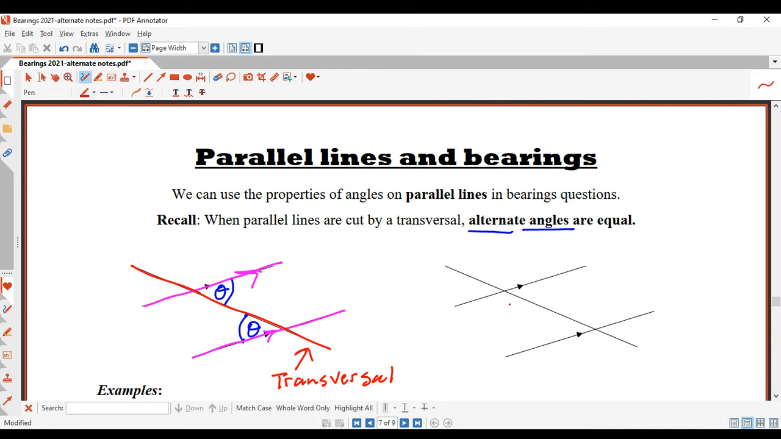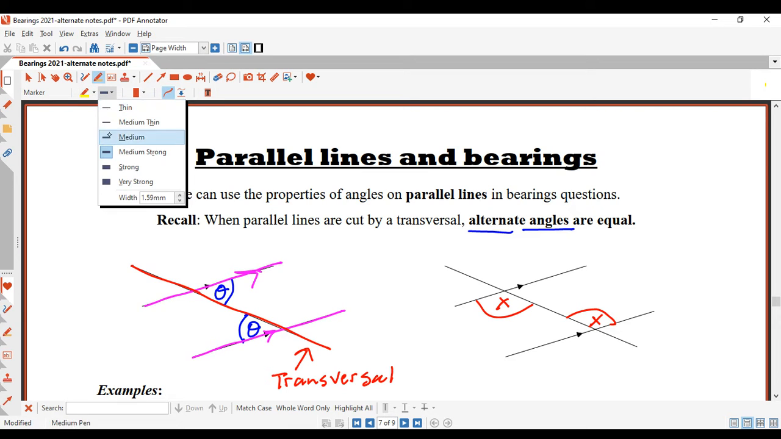Okay, now here's another pair of alternate angles, and they're also equal. So alternate angles on parallel lines are equal. How do you identify them? Well, alternate angles are between the parallel lines and on different sides of the transversal. Now, the other way you can identify them is by tracing around the angles. So if I just trace around, let's just change the thickness of this a little bit.